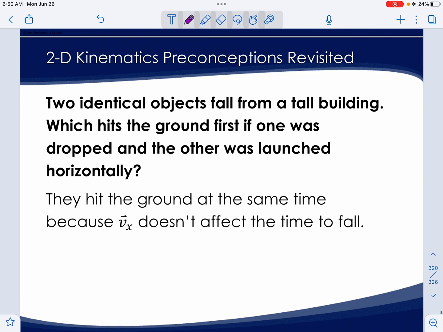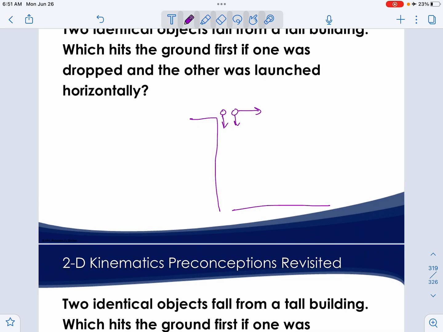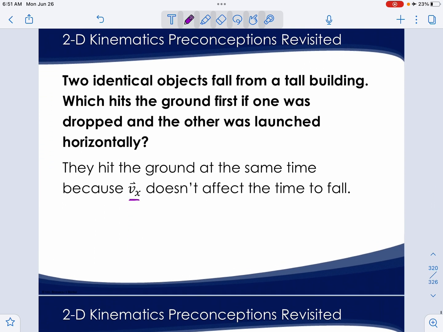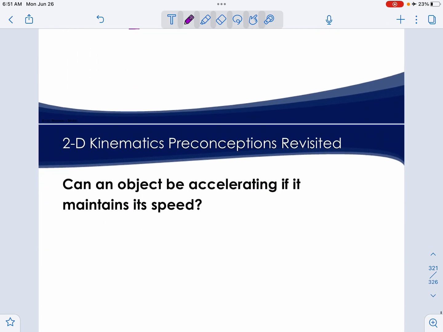They hit the ground at the same time, because your horizontal velocity does not affect the acceleration, doesn't affect gravity. So they're both being pulled to Earth with the same acceleration due to gravity. And so our X and our Y components can be separate, and the horizontal speed that it has does not affect gravity.